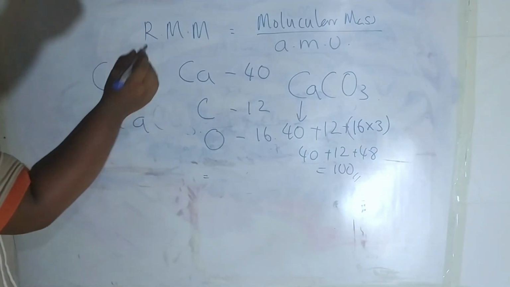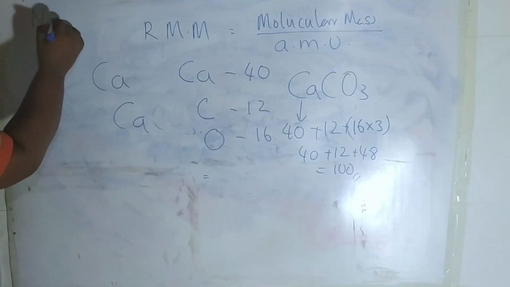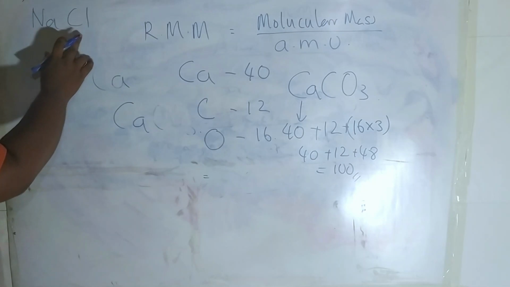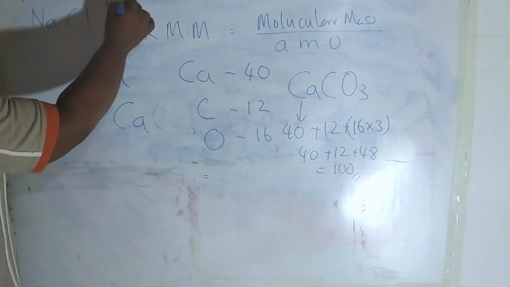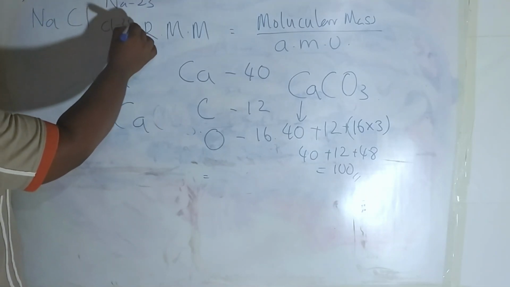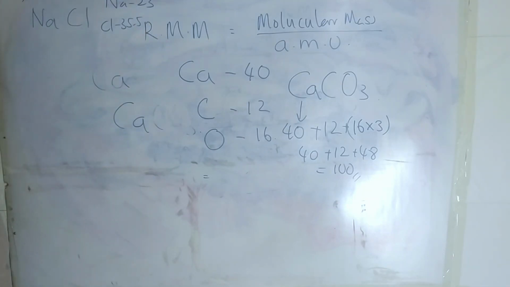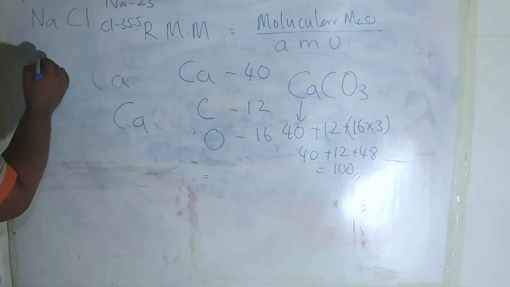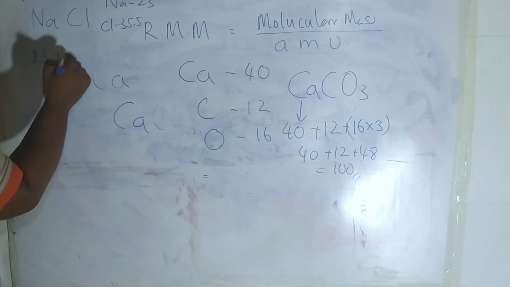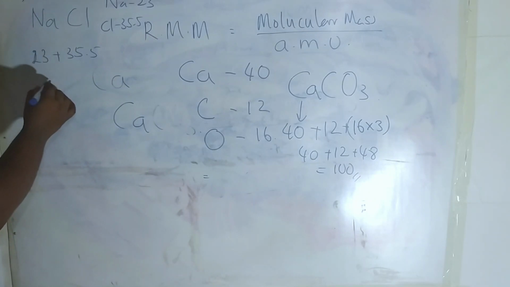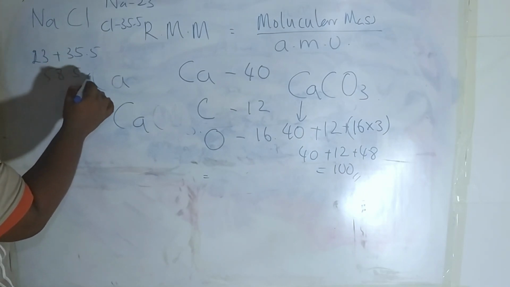If you think about sodium chloride, how many sodiums are there? One sodium is there. How many chlorine? One chlorine is there. So sodium is 23 and chlorine is 35.5. So how we can get the answer is in a very simple manner. One sodium is there, therefore 23, plus one chlorine is there, therefore 35.5. So here the answer will be 58.5.